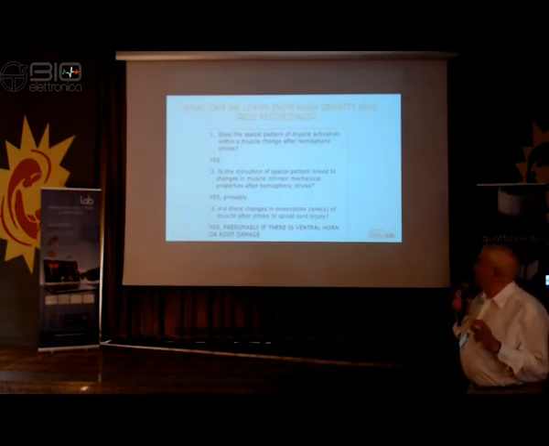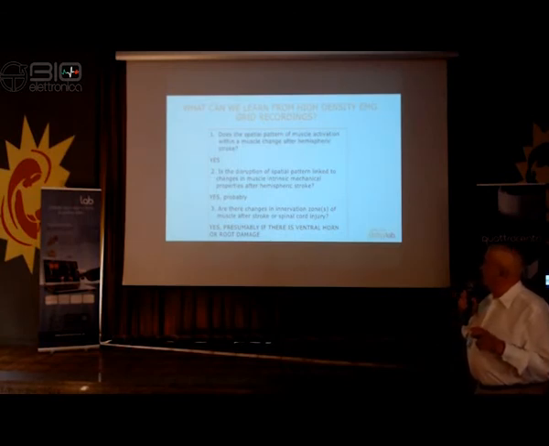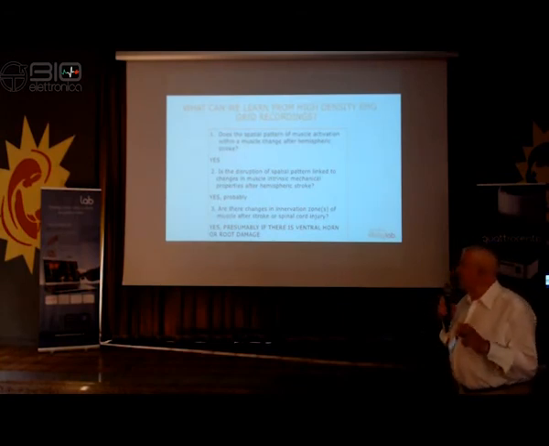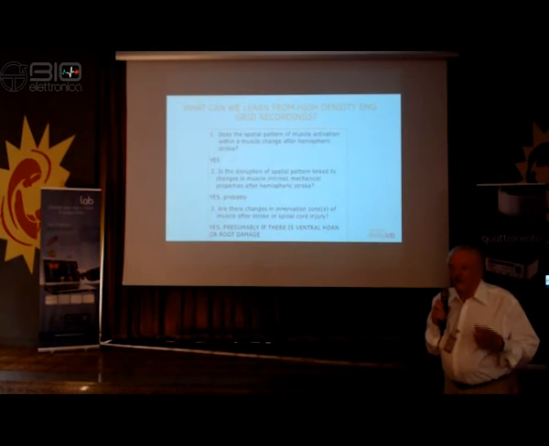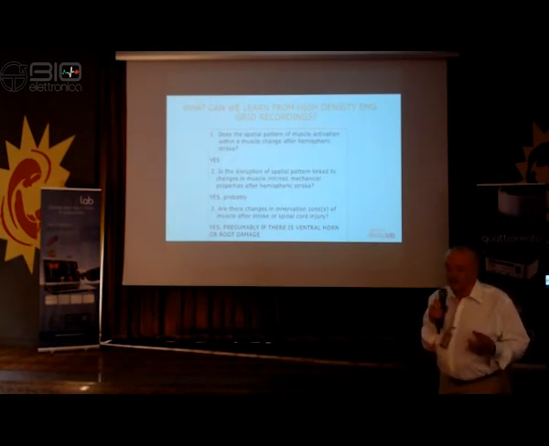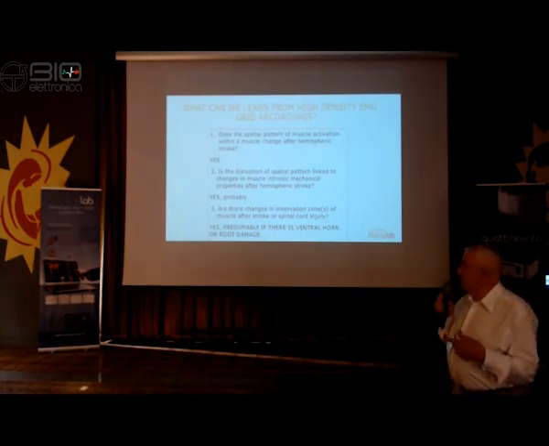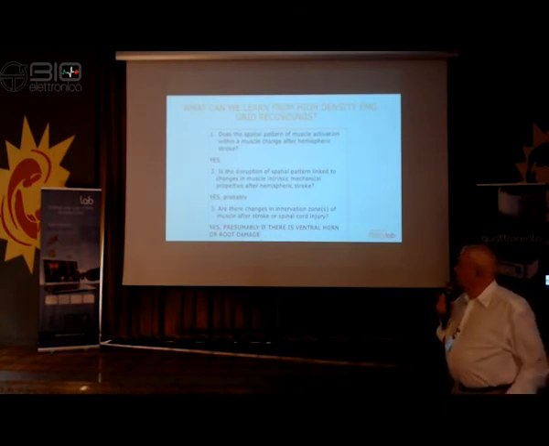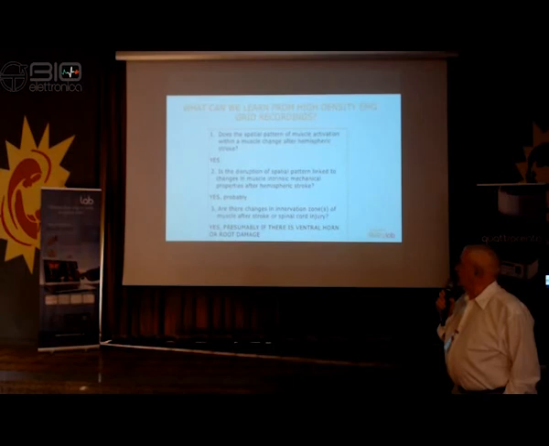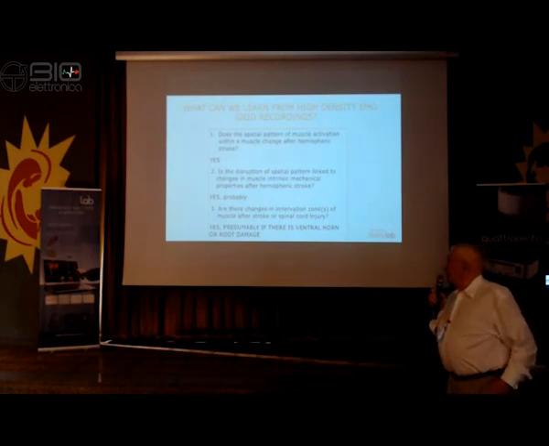The second question is, is the disruption of the spatial pattern linked to changes in the muscle intrinsic properties after hemispheric stroke? Probably yes, but we have to correlate the changes in the spatial maps using EMG with changes that we see on ultrasound and other measures to be really confident that we're on the right track. And then finally, and perhaps more predictably, we see quite frequently changes in innervation zones after a neurologic injury, especially after spinal cord injury, but sometimes also stroke. And probably this is a reflection of damage either to ventral horn or potentially to the ventral roots.